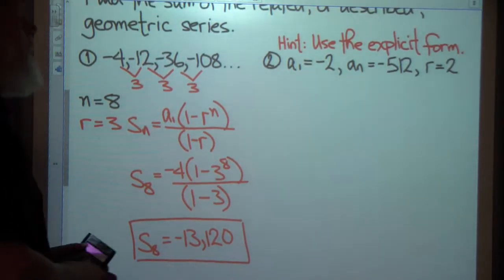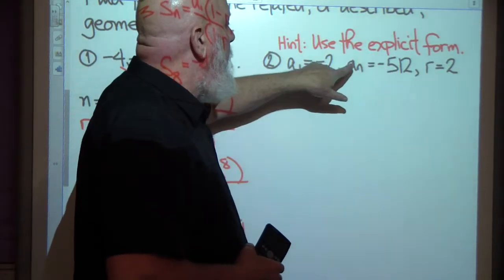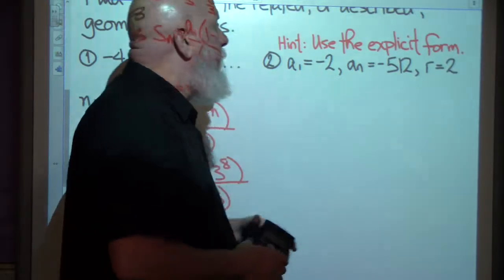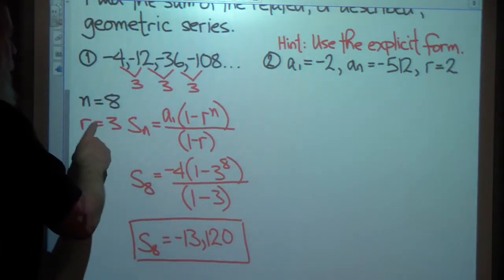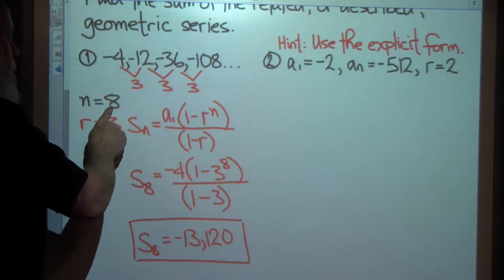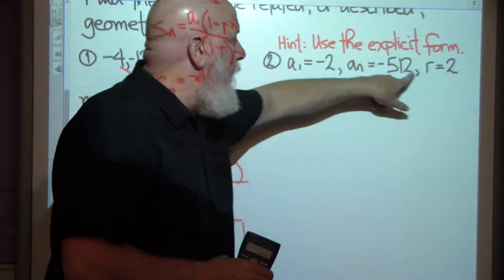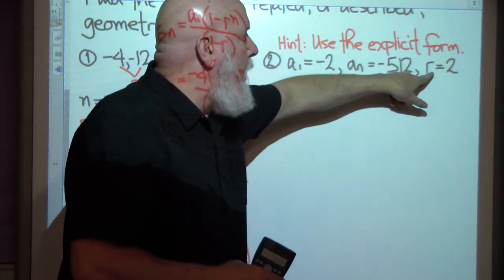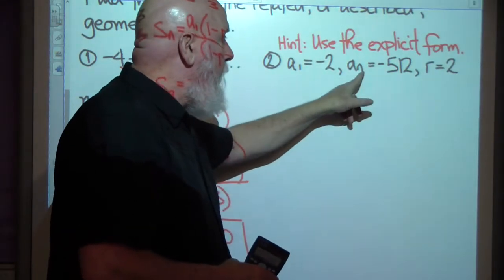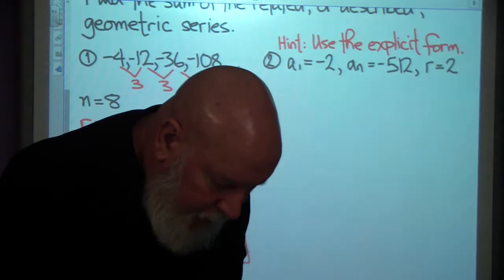In this case, it's described to us as the first term is negative 2, the nth term is negative 512, and r is 2. It's describing it to us. And what is it that we need? We need the first term, we need the number of terms, and we need r. We have the first term, we have r, but we don't have the number of terms. We have the nth term, but we don't know what n is. So we're going to have to use the explicit form to find the nth term.